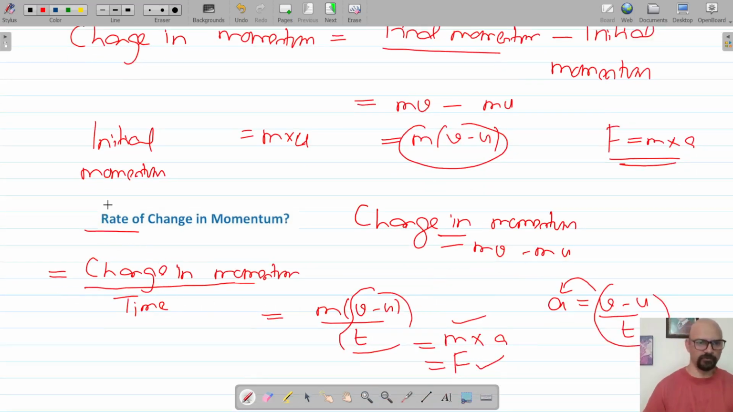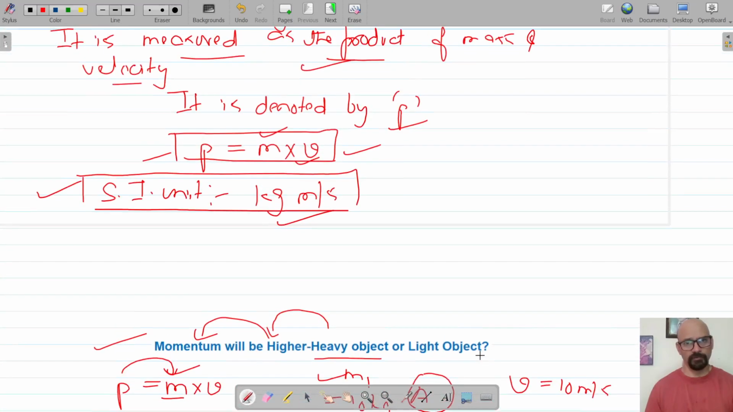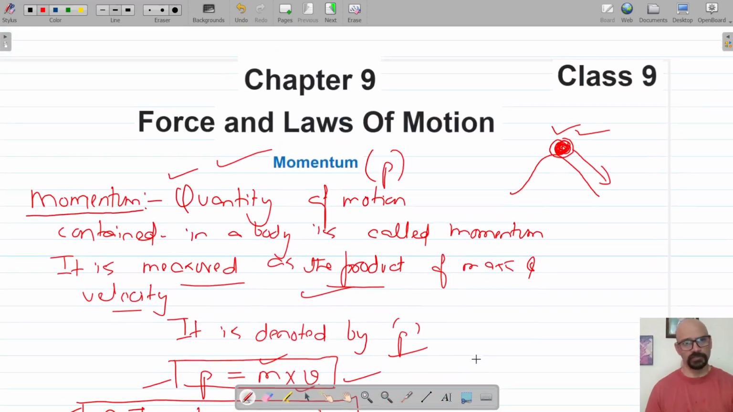And for the rate of change of momentum, whenever there is a rate, you have to divide the change by time. And the change in momentum is given by m into v minus u. If we divide it by t, v minus u by t is a, and m into a is F, which is the force. Okay, so we are done with momentum, and let's move on to the next video.